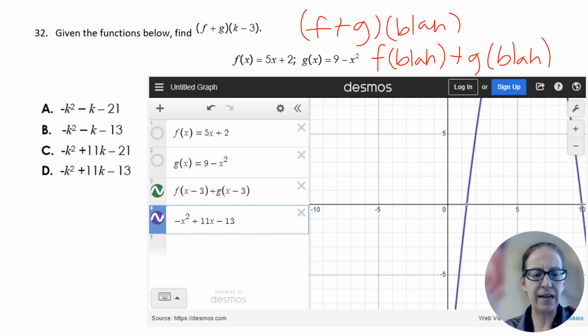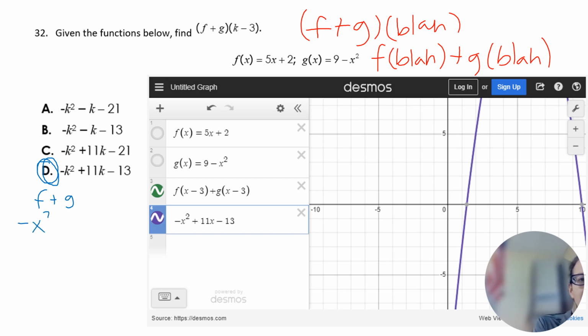And answer choice D, that one matches up. So now I have my answer choice. I think that is probably the best way for most of you to do that problem. Now, the other strategy would be to add them together to get f plus g, which is going to be negative x squared plus 5x plus 11. And then you've got to plug in k minus 3 everywhere that you have an x.